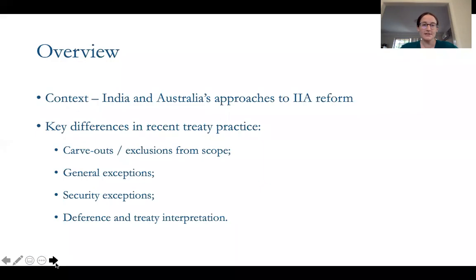So to begin in this presentation, I'll provide a little bit of context by broadly discussing each of India and Australia's approaches to international investment agreement reform. And then what I want to do is work through a few of the key differences that we see in the two countries' recent treaty practice. So I'll look at carve-outs or exclusions from the scope of investment agreements. I'll look at the use of general exceptions clauses and security exceptions clauses. And finally, some novel provisions that India has adopted in relation to deference and treaty interpretation.